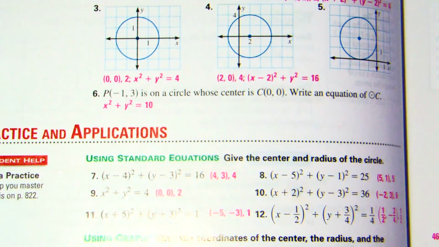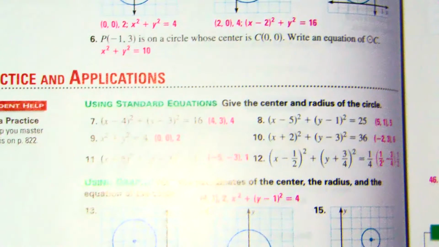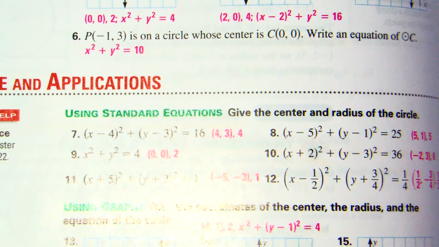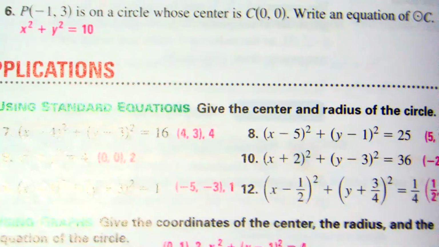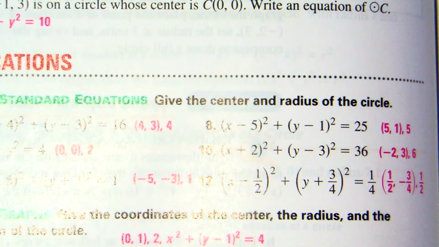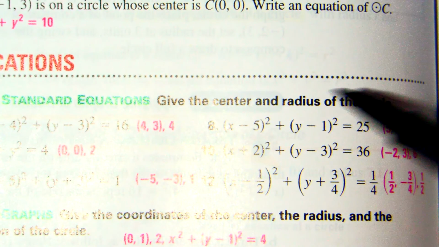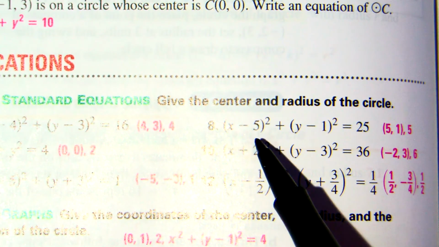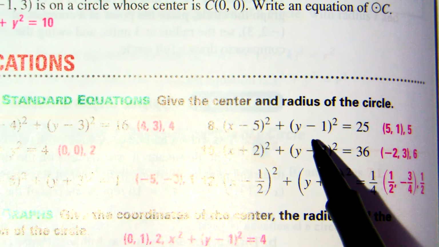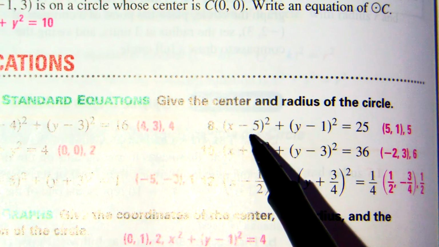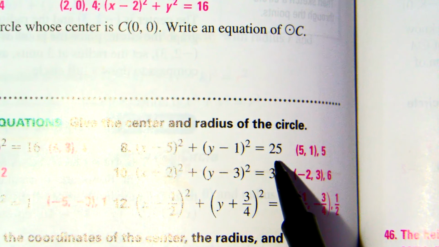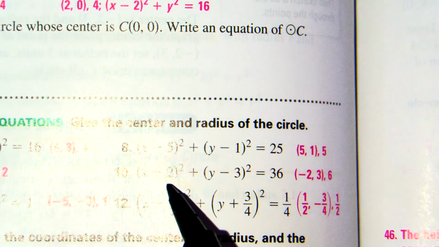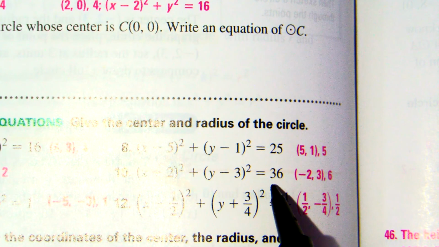Now on the test, what I'll ask you, some good problems to look at will be on page 638. And what we're talking about here are problems like give the center and the radius of a circle. So very easily, all you have to do, take out the negative 5 to positive 5 and the negative 1 to positive 1. So the center is at 5, 1, and the radius is the square root of 25, which is 5. The center of this one is negative 2, 3, and the radius is 6.